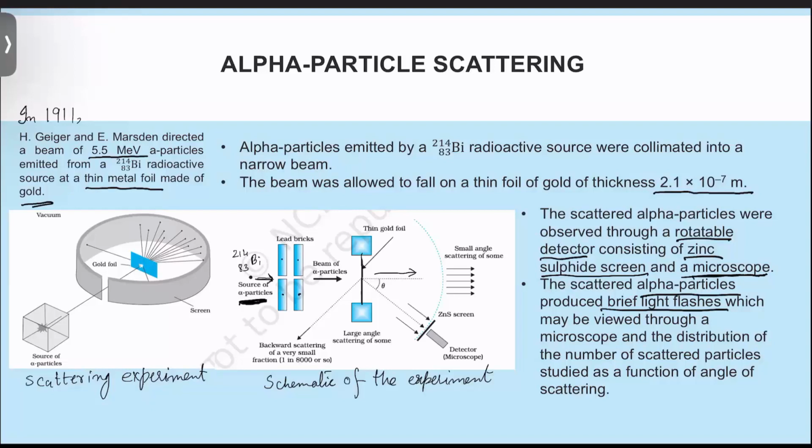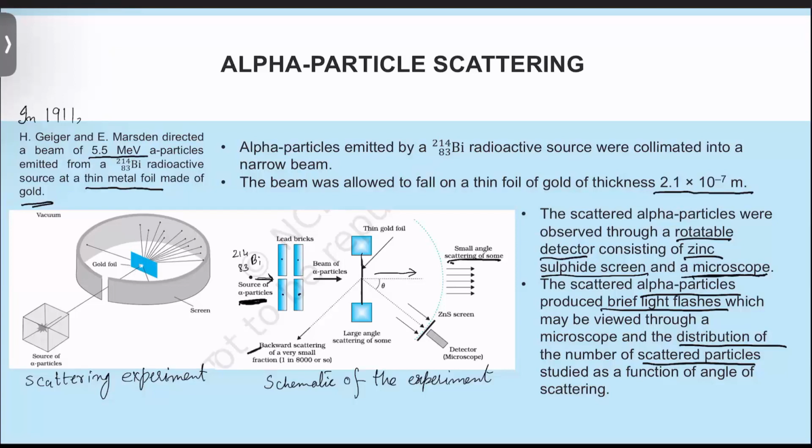They are seen through the microscope, and the distribution of these scattered particles is studied as a function of the angle of scattering. You can see theta over here. Theta is the angle of scattering. The ones which are going straight have a very small angle of scattering. So this was the entire setup, and how the experiment was carried out and how the particles were detected after they were getting scattered.